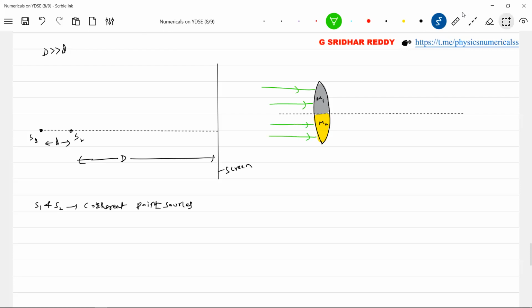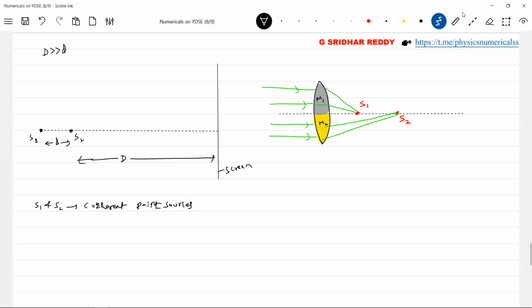What do you expect? The rays incident on the lens above the axis will meet at one point, and the rays below the axis will meet at one point. So they'll meet at these points. This will be the location of one focus. I'll call these S1, S2. Now the primary question: are they coherent?